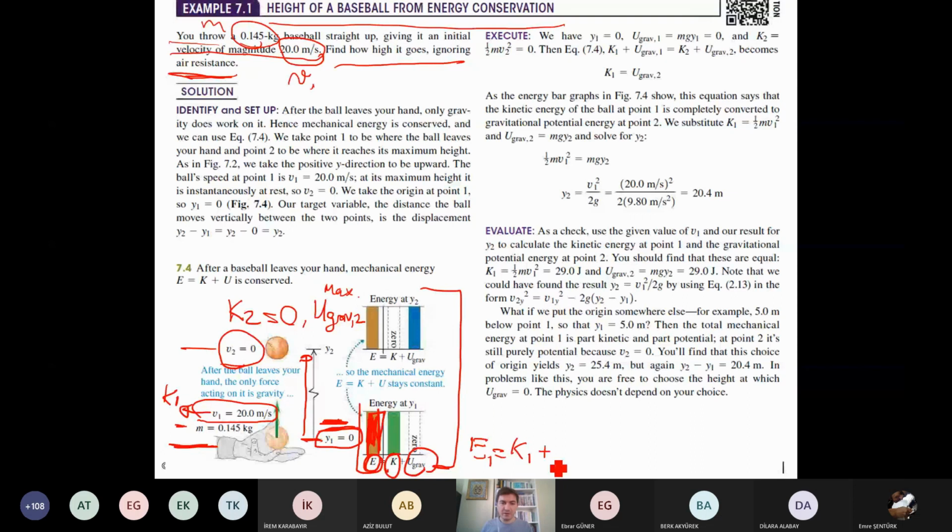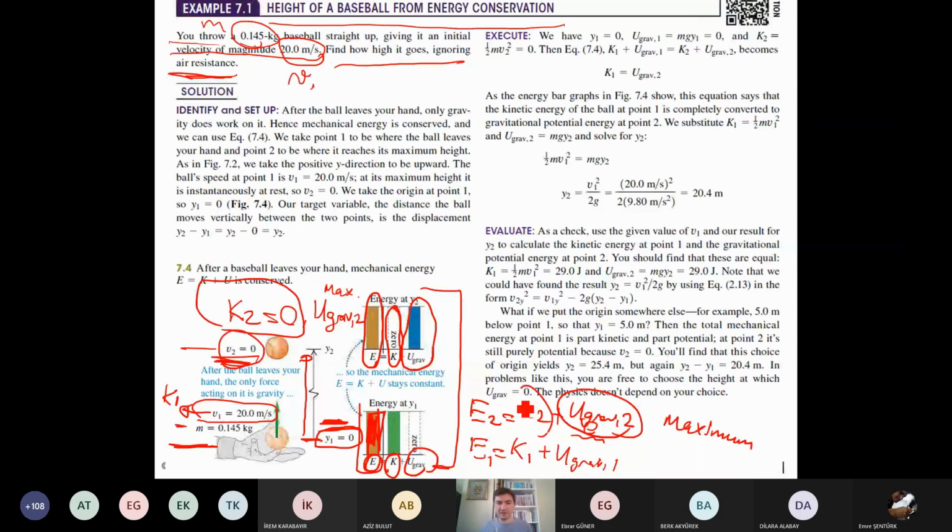This is 0. And when you throw the ball and it reaches its maximum height, then here kinetic energy is 0 because velocity is 0. Then look at this one. Kinetic energy here in the second condition is 0. And gravitational potential energy is maximum, and the total mechanical energy is only given with gravitational potential energy, U2 maximum, okay, and the kinetic energy is 0 now in that condition.